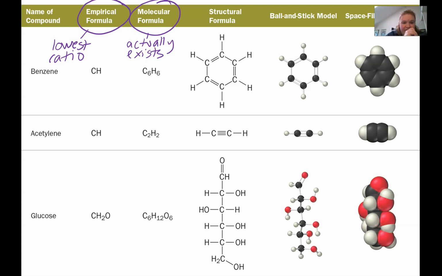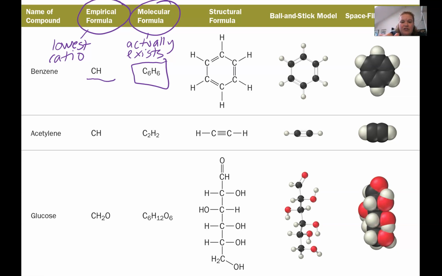So the first example there is benzene. Benzene's formula is C6H6. But if we reduce that down to the lowest possible ratio, it's a 1-to-1 ratio, or CH. And then we have 4 different ways really to write this out. The first one is that molecular formula. It's telling us how many atoms and what their ratio is.